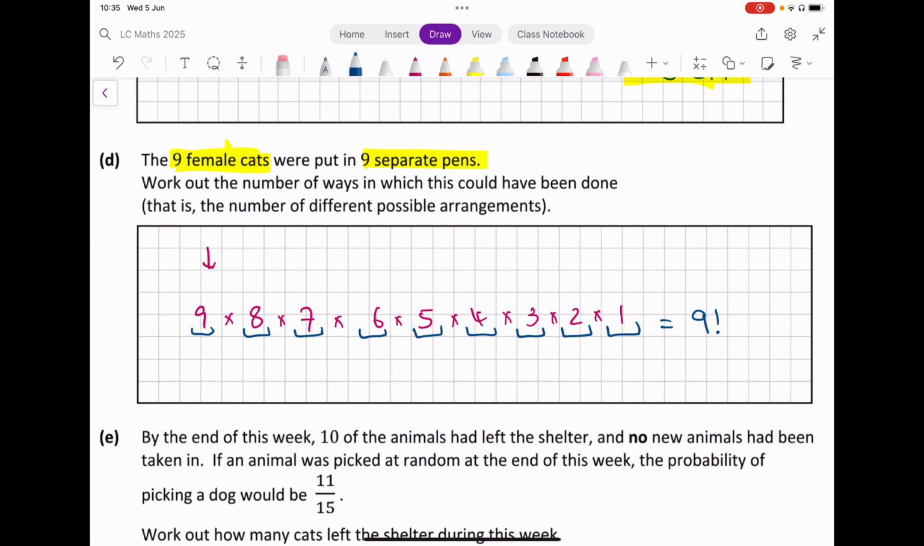And if you put 9 factorial into your calculator, or if you multiply 9 by 8 by 7 by 6 by 5 by 4 by 3 by 2 by 1, you will get 362,880 different possible ways to do that. Which is a massive, massive number.